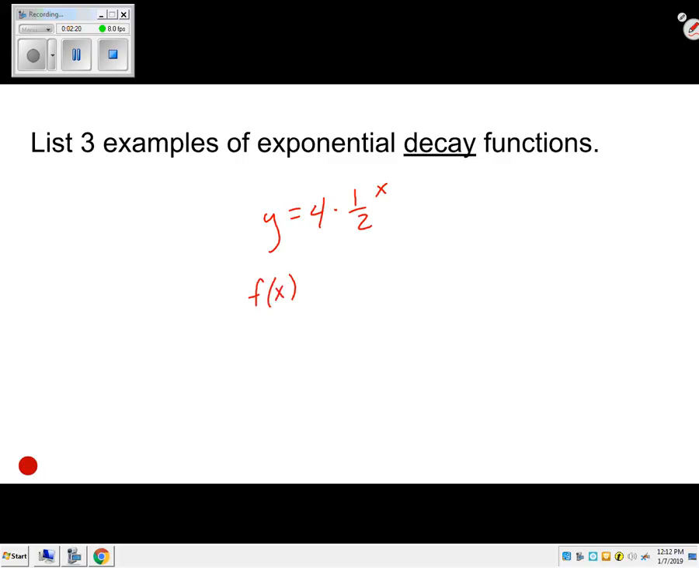We might have f of x equals 10 times 2/3 to the x. That's perfectly fine. Even again, like I said, if there's a negative in front, let's see, I'm going to choose a weird one, 16/25. You might see some parentheses there since that's a fraction. But yeah, that would be a decay function because everything being raised to a power is between 0 and 1.